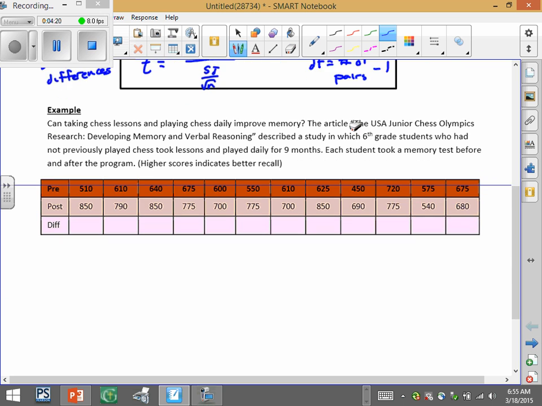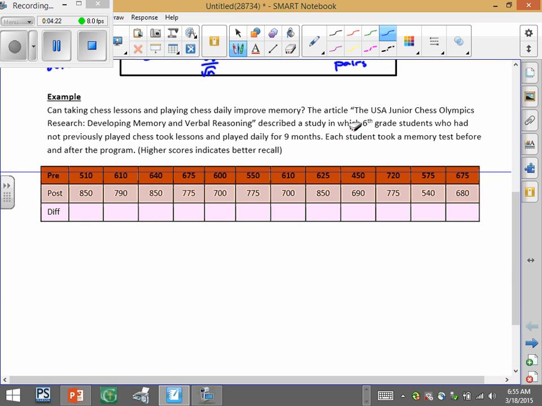A lot of the things are going to remain the same in terms of what we write down. So, can taking lessons on playing chess improve your memory? The USA Junior Olympic researched something and described a study in which sixth grade students who had not previously played chess took lessons and played for 9 months. Each student took a memory test before and after the program. So you see a pre-test and a post-test. This is one of those kind of dead giveaways. This is a matched pairs t-test.